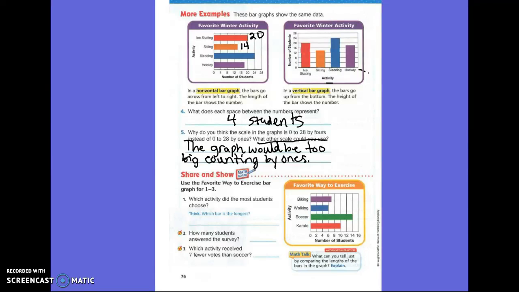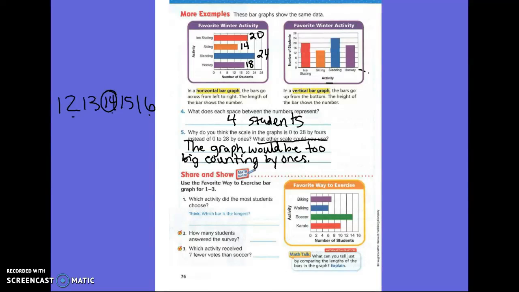Because you have 12 and 16, then you have 13, 14, and 15, and right in the middle of these two is 14. And then sledding is how many? 24. And hockey is in between 16 and 20, and what number is right in between 16 and 20, everyone? 18.